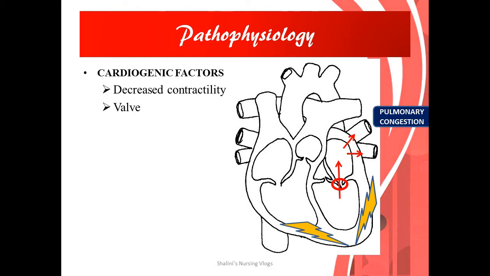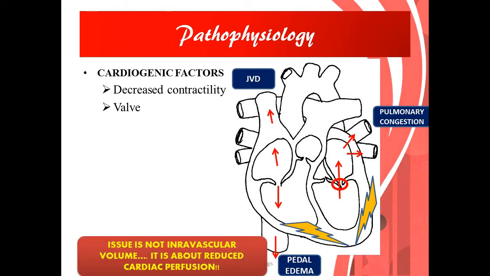For example, if there is a right ventricular failure, or a problem with the tricuspid valve, what will happen? There is backflow of blood from the right atrium through the superior vena cava, causing jugular venous distension. Also, there can be a pressure onto your inferior vena cava or IVC, and the patients might present to you with pedal edema. So the whole issue here is not the intravascular volume. The intravascular volume is good, there is no obstruction, but it is about some reduced cardiac perfusion, which is because of some cardiogenic factor.